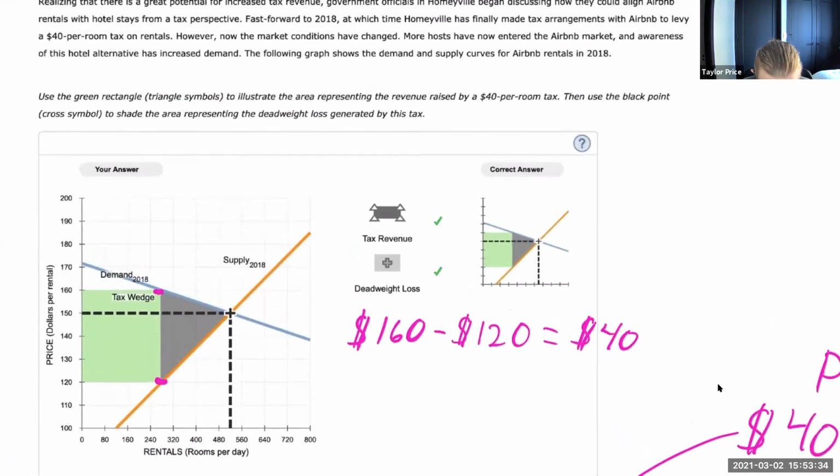Then the question asks us to move forward 8 years, from 2010 to 2018. So notice that the supply and demand curve has shifted here. Did someone have a question? Sorry.